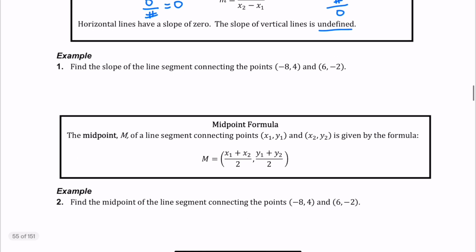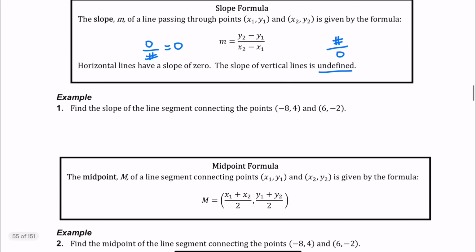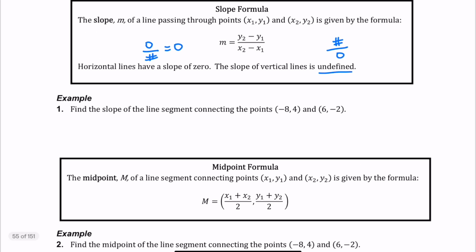So let's look at example 1. We're going to find the slope of the line segment through the points -8, 4, and 6, -2. Now, we're going to be using this slope formula. We're going to label our points x1, y1, x2, y2. And so we're going to take our y2 minus y1 divided by x2 minus x1.